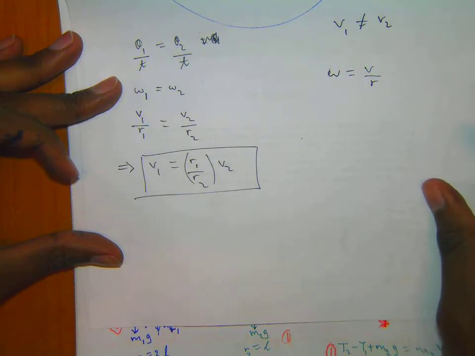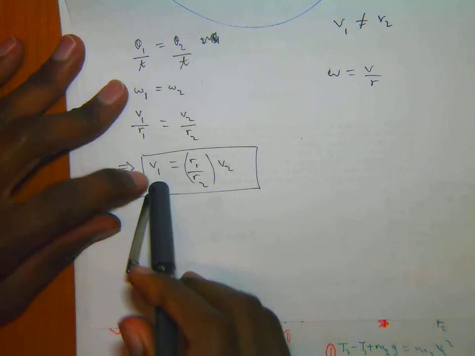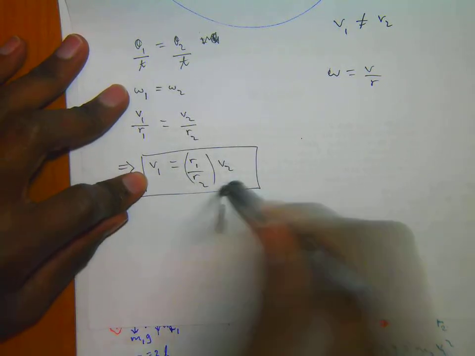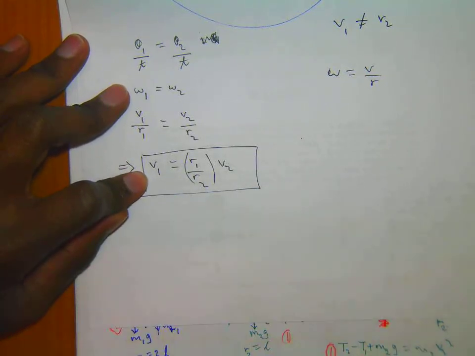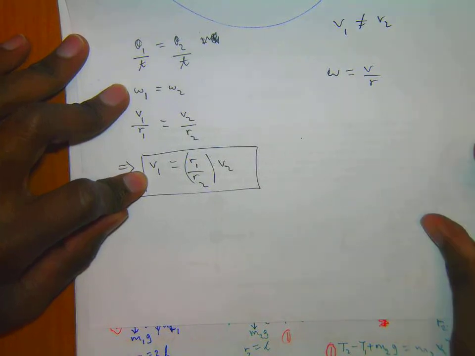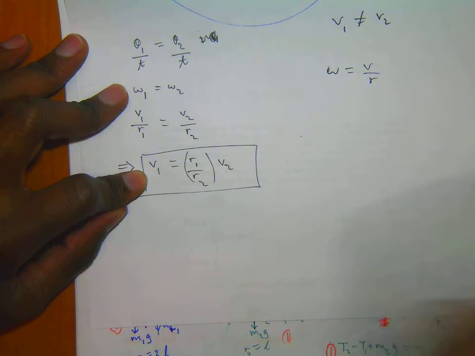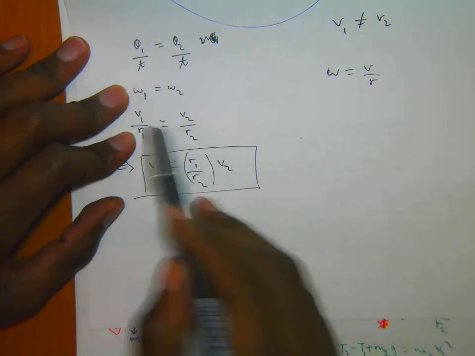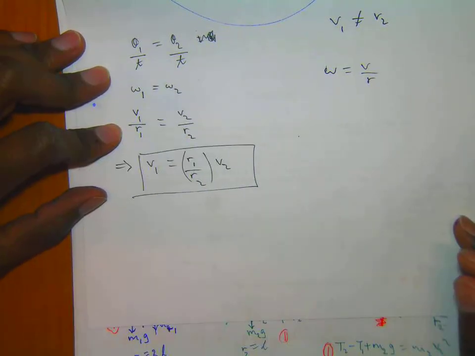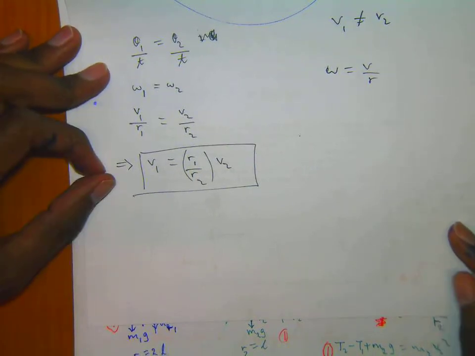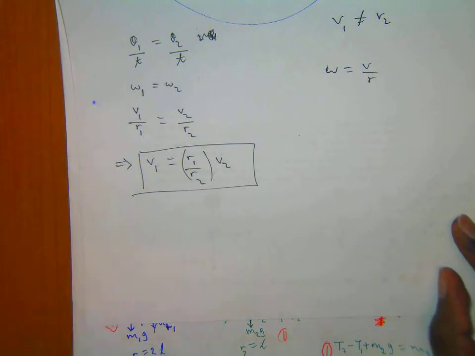For the speed of one of them, I can determine it from the speed given the ratio of the radii. Yes? You don't understand this ratio? Okay, just make V1 the subject. Is it clear now? Okay. Are we okay with that now? Okay, good.